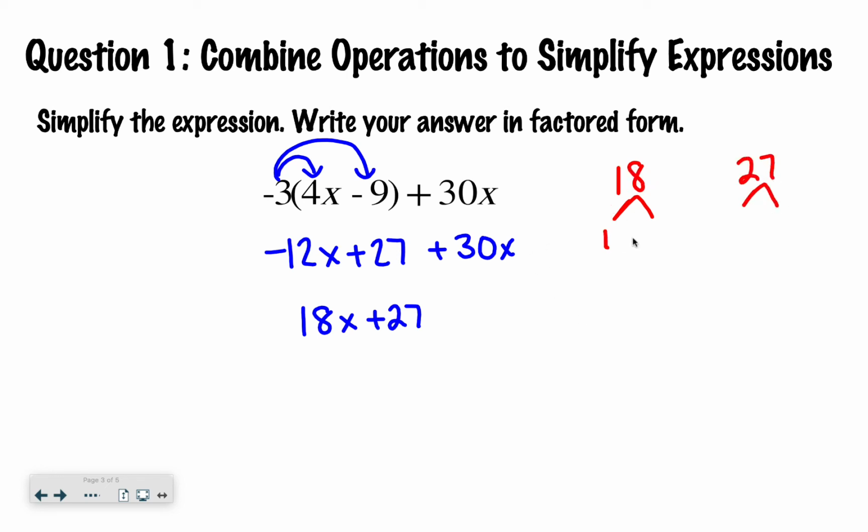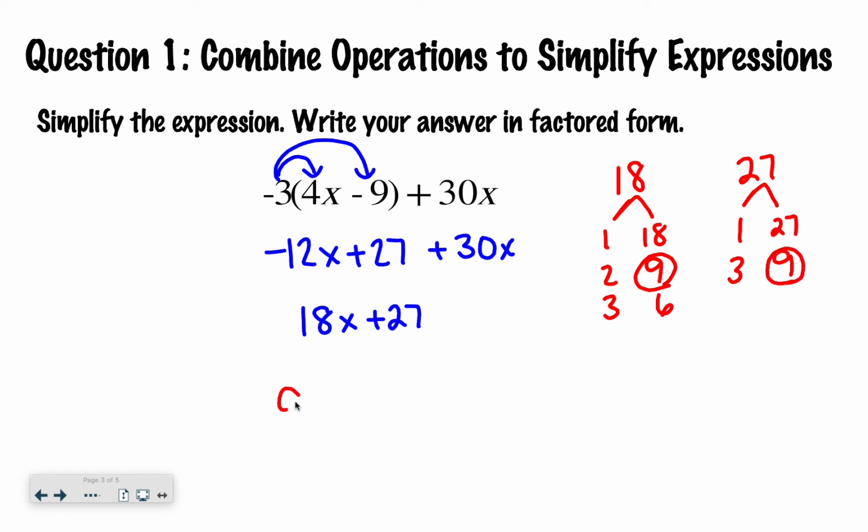So for 18, I know I have 1 and 18. 2 times 9 is 18. 3 times 6 is 18. And those are all of my factors. Then if I look at 27, it's 1 and 27. 2 doesn't go into 27, but 3 does 9 times. And then 4 doesn't go in, 5 doesn't go in, 6 doesn't go in, 7 doesn't go in, and 8 doesn't go in. So I know that these are all of my factors for 27. So now looking at this, my highest common number is a 9.